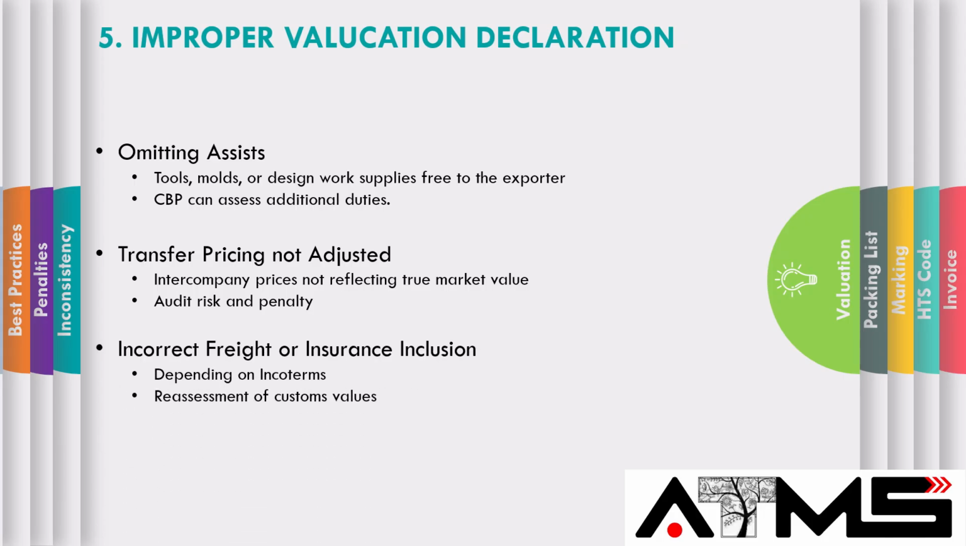Freight and insurance handling mistakes are also common. Inland freight within the exporting country, from the factory to port, is included in customs value. Ocean or air freight should be included if not separately listed on the commercial invoice. U.S. domestic freight is not included. Insurance costs follow the same rule: included if not separately shown, excluded if itemized. Errors here may lead CBP to recalculate customs value or request correction.